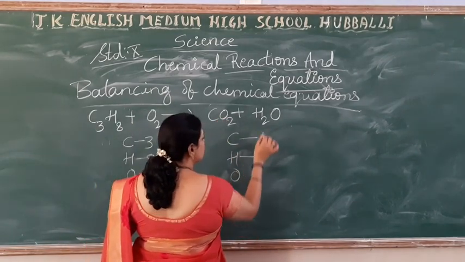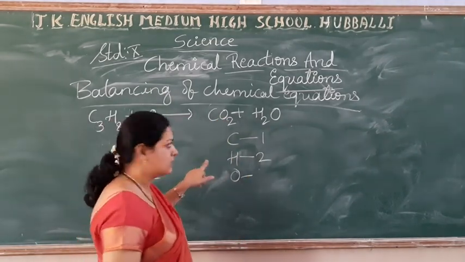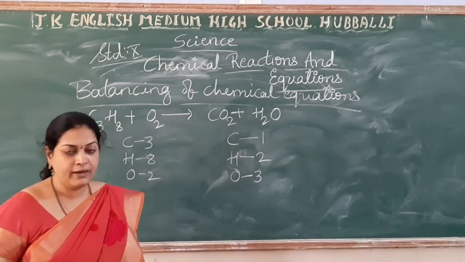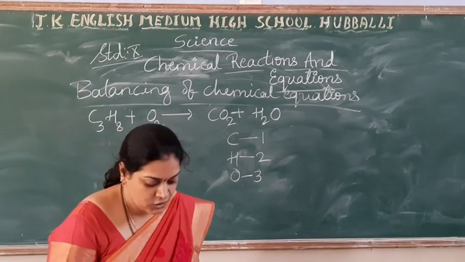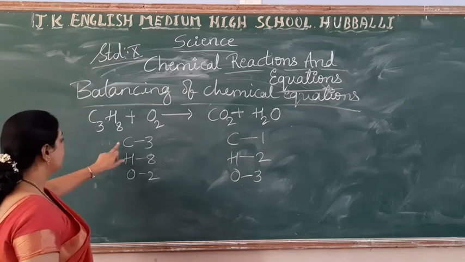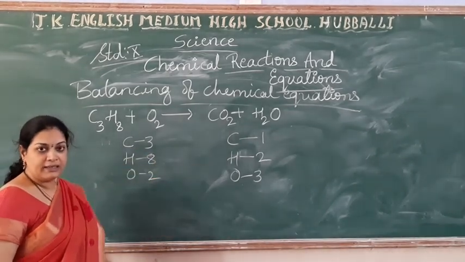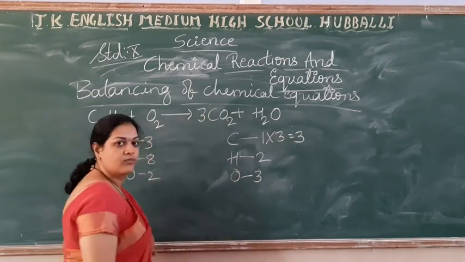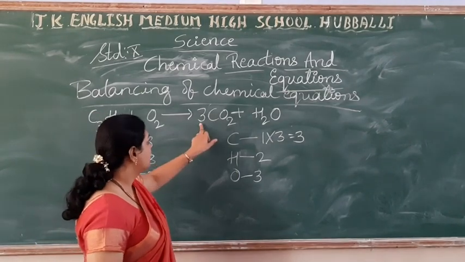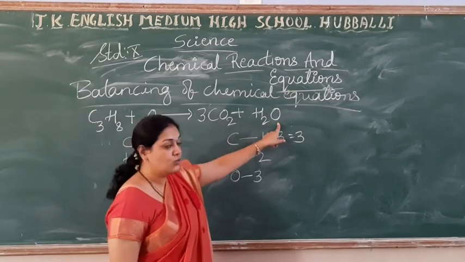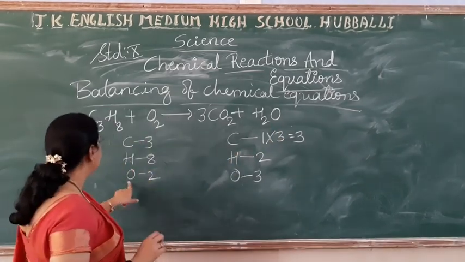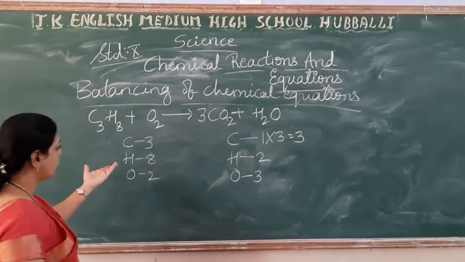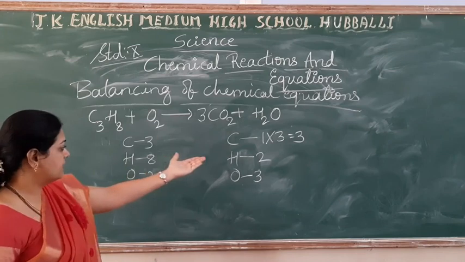Carbon 1, hydrogen 2, oxygen how many students? 2 plus 1. So total 3 atoms of oxygen are present. Now balance the equation. What can you do? 3 that side 1. Can I multiply that with the 3 first? Okay. So let me write 3 here. If I write 3 here, 3 carbon, 3 2s are 6 oxygen plus 1, 7 oxygen. This side it is 2 only. Right students? Okay. Then what about the remaining? Hydrogen 8, that side hydrogen 2.